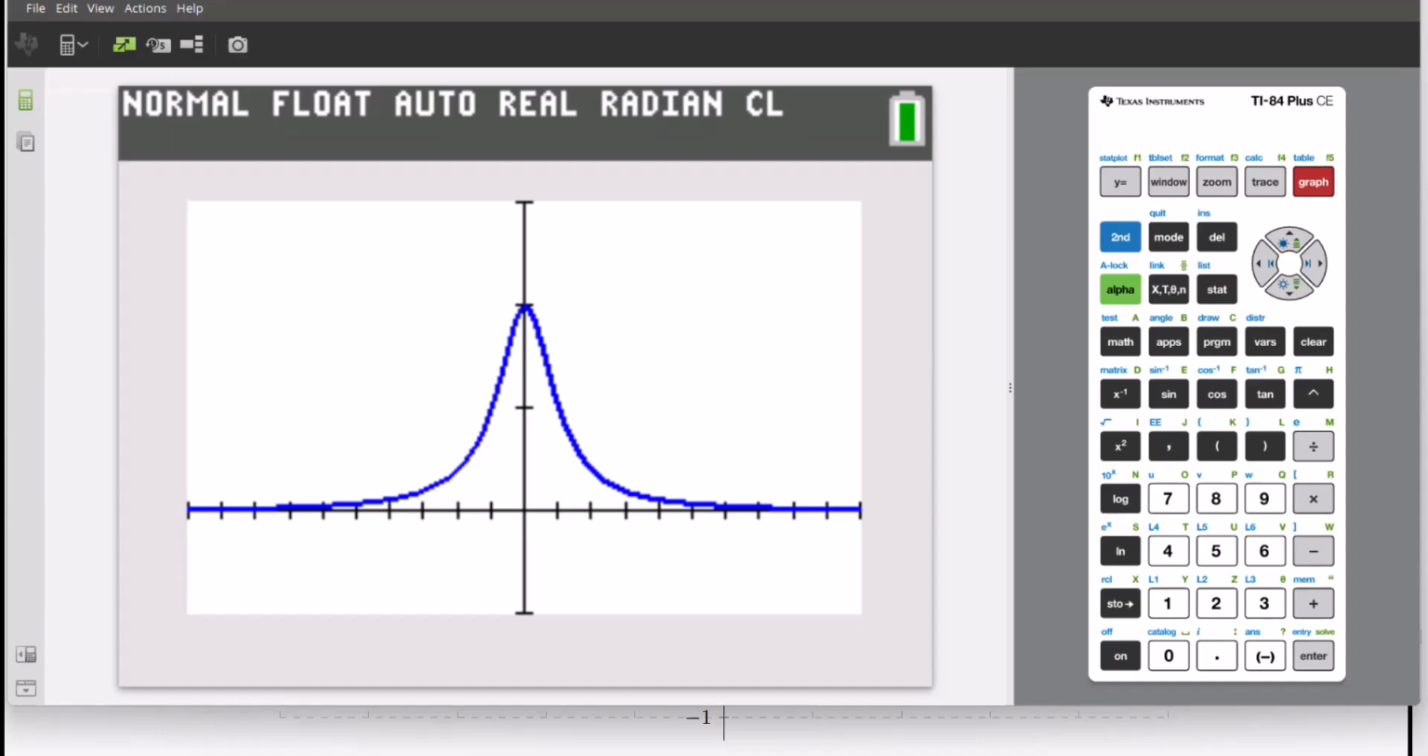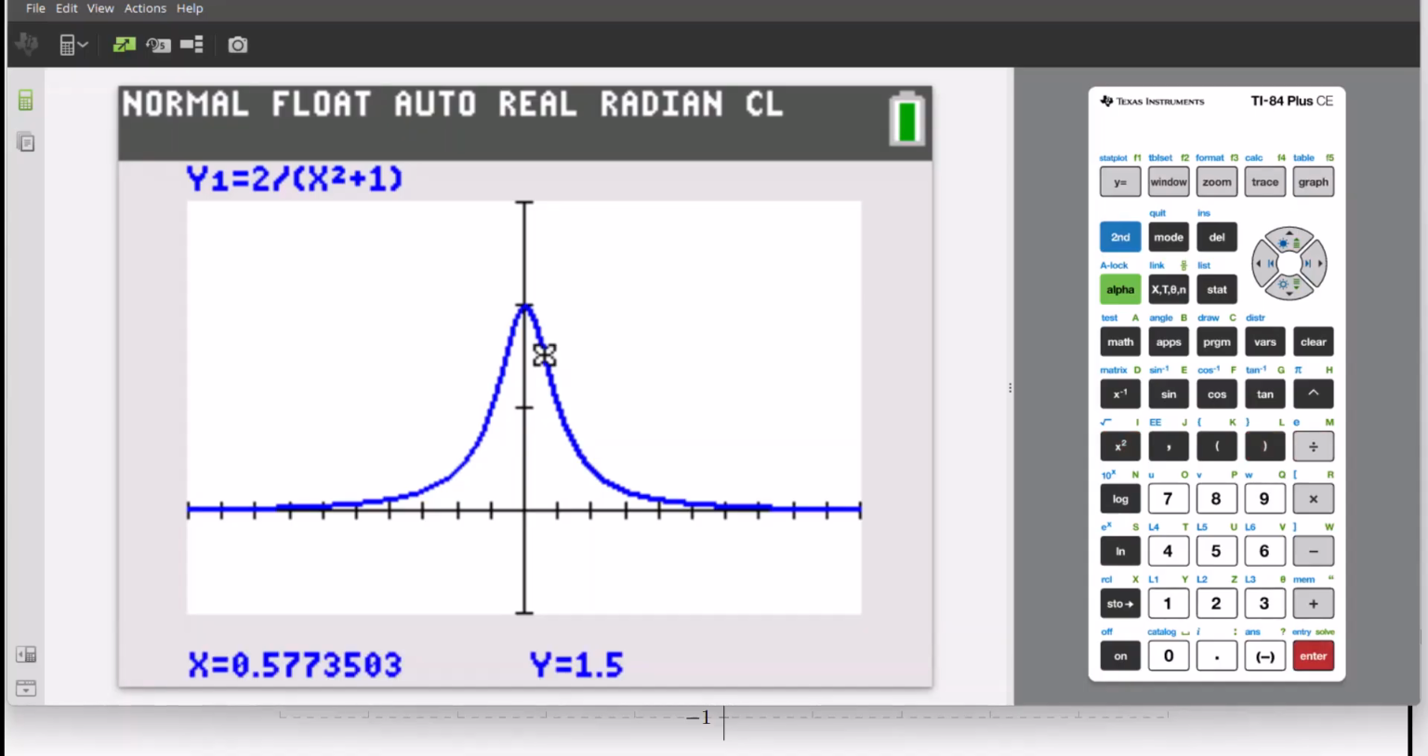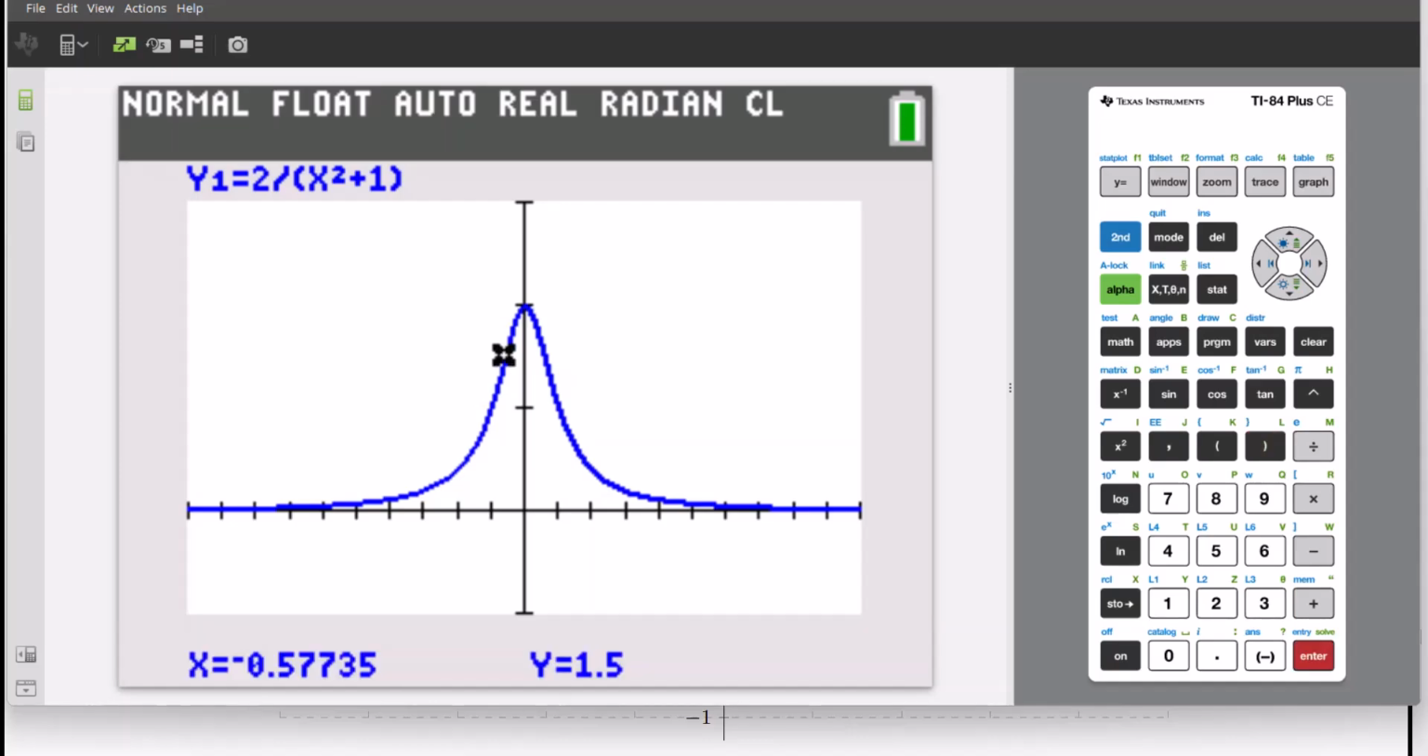This is what the graph looks like, and let's now look at the inflection point. So where's the inflection point? I'm going to trace the square root of 1 divided by 3, and I'll show you the inflection point. There it is. So the y-coordinate is 1.5. And let me trace the other inflection point, which is on the other side, negative square root of 1 over 3. And again, the y-coordinate is 1.5 because of the symmetry.